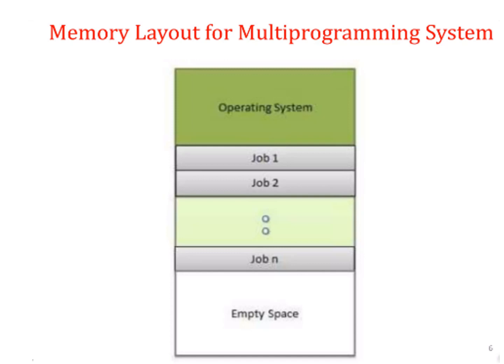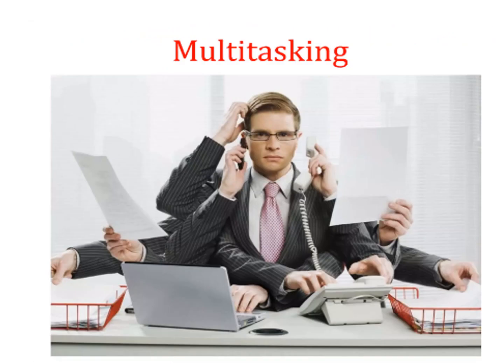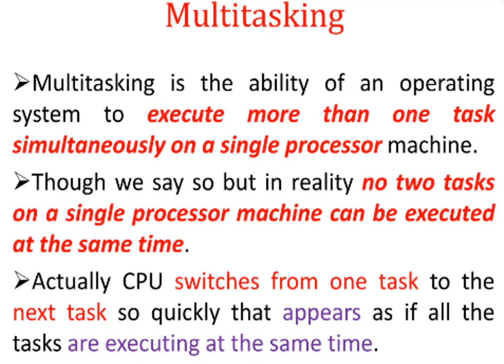In the operating system, jobs 1, 2 up to n jobs can be assigned in the same operating system. Now you can see multitasking. A person can multitask: you can make phone calls, type, and watch audio and video. The operating system executing more than one task simultaneously on a single processor is called multitasking.